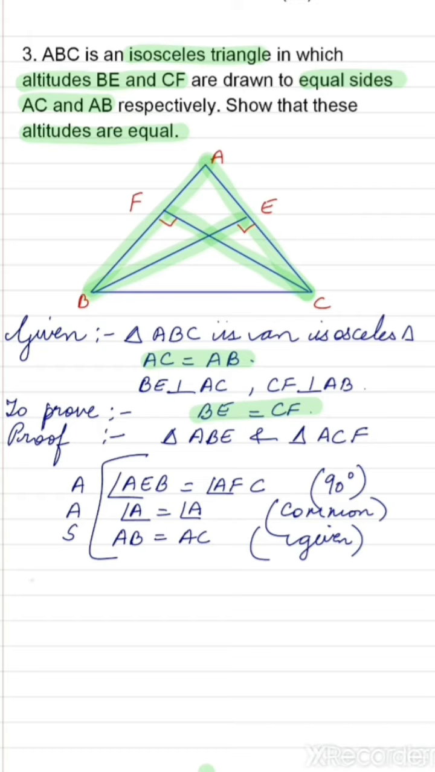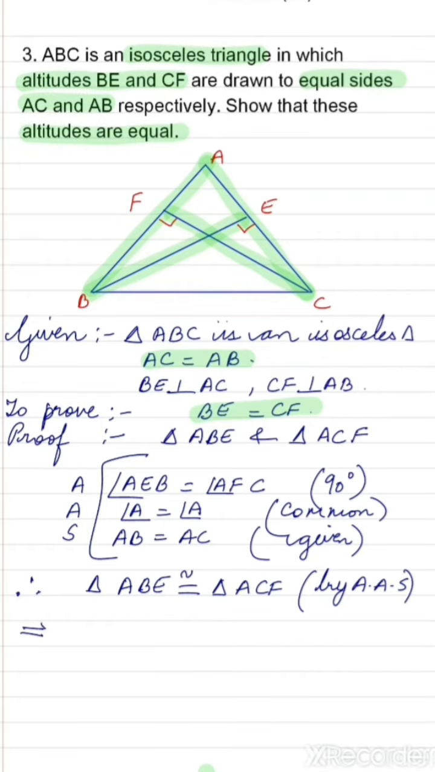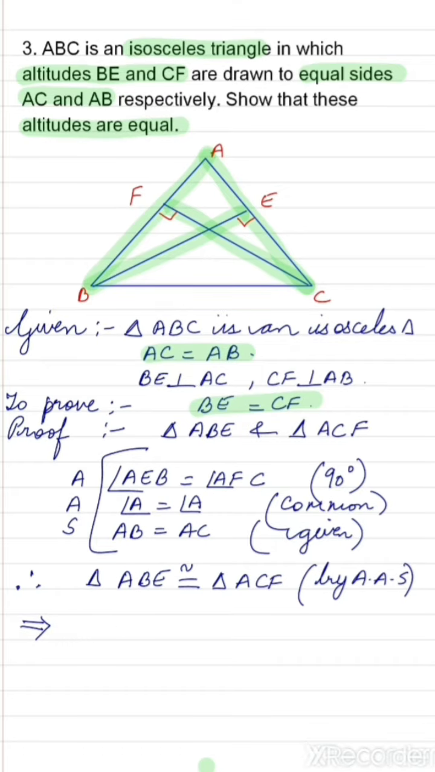So I will write, therefore triangle ABE is congruent to triangle ACF, and in the bracket you may write by AAS, and it means that BE is equal to CF by CPCT. Hence proved.